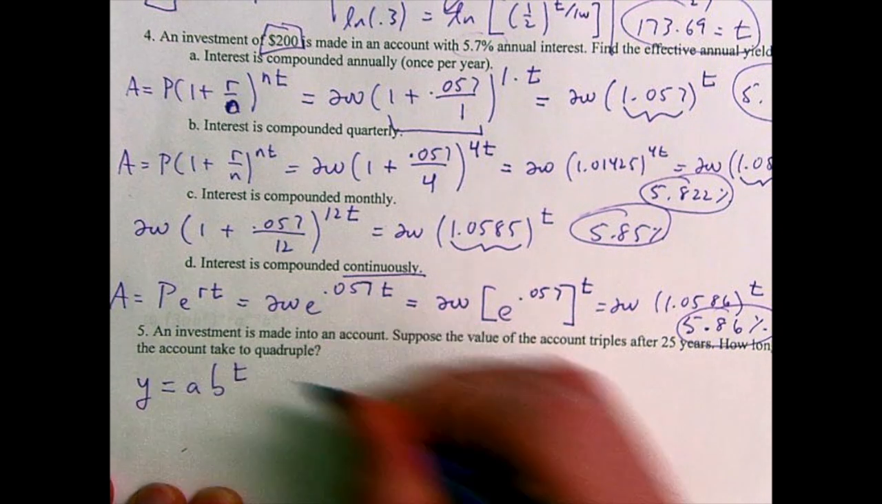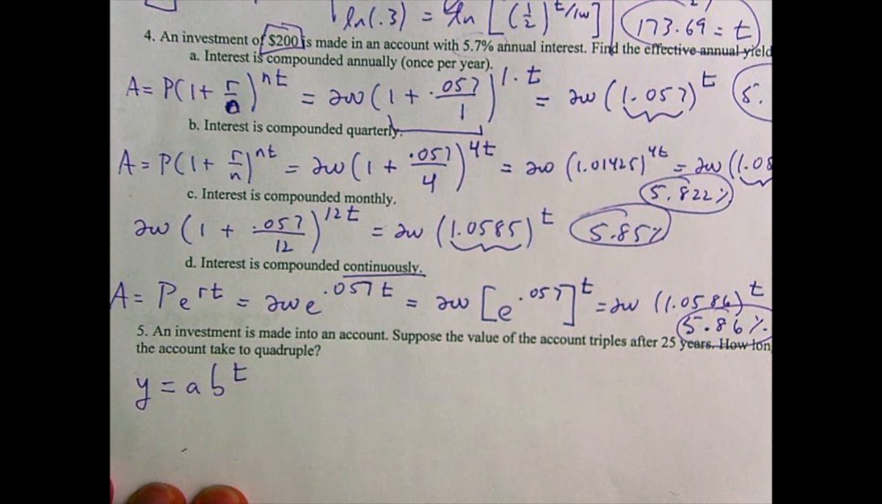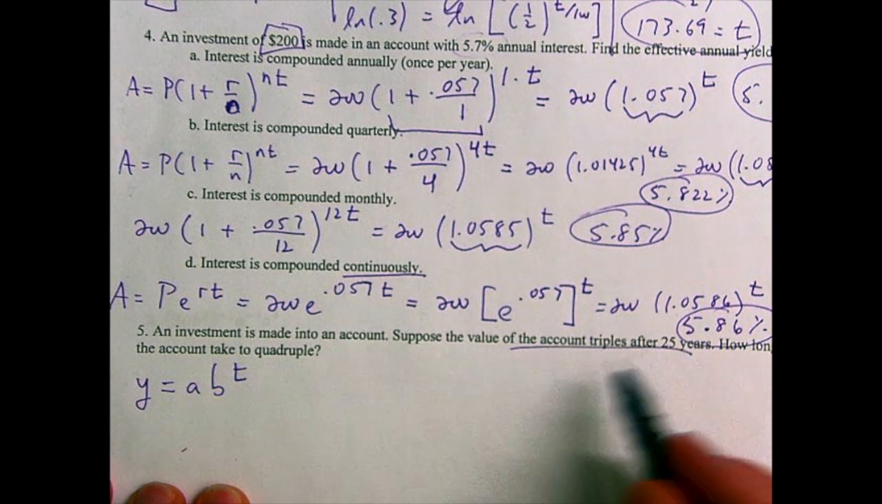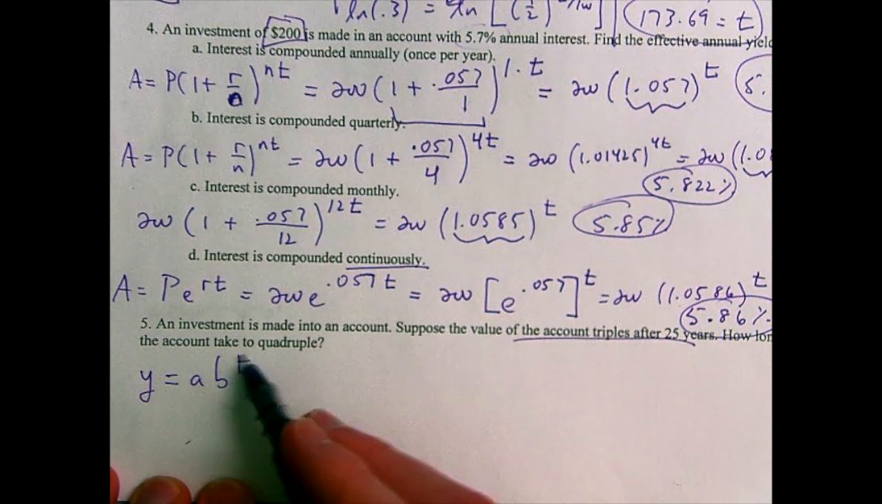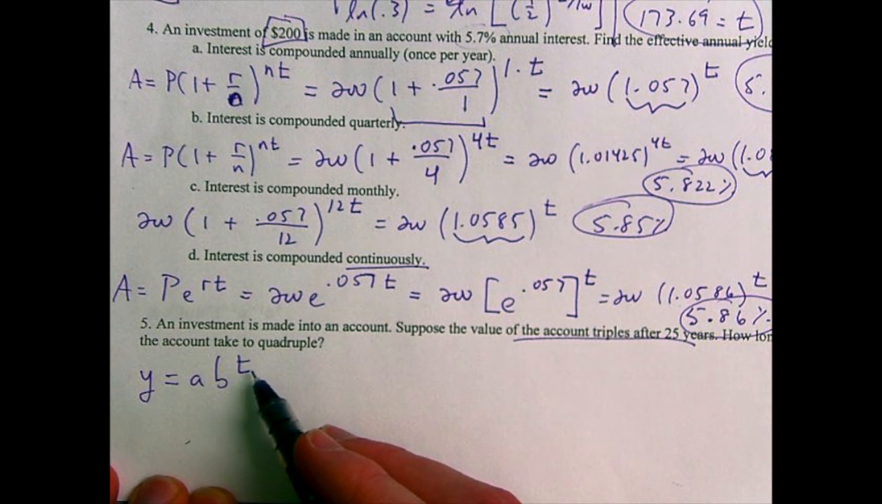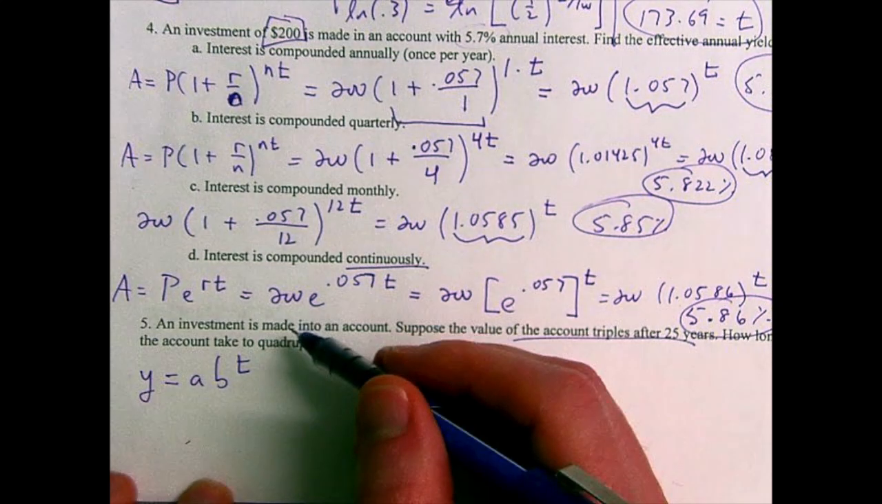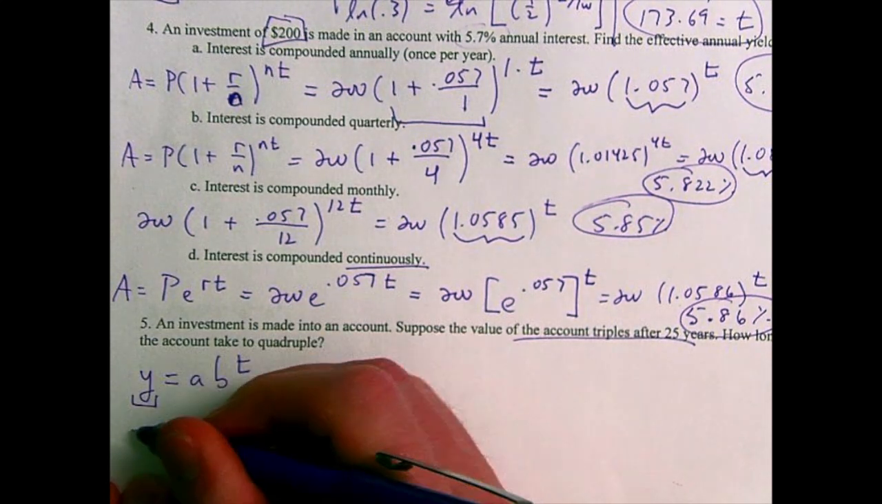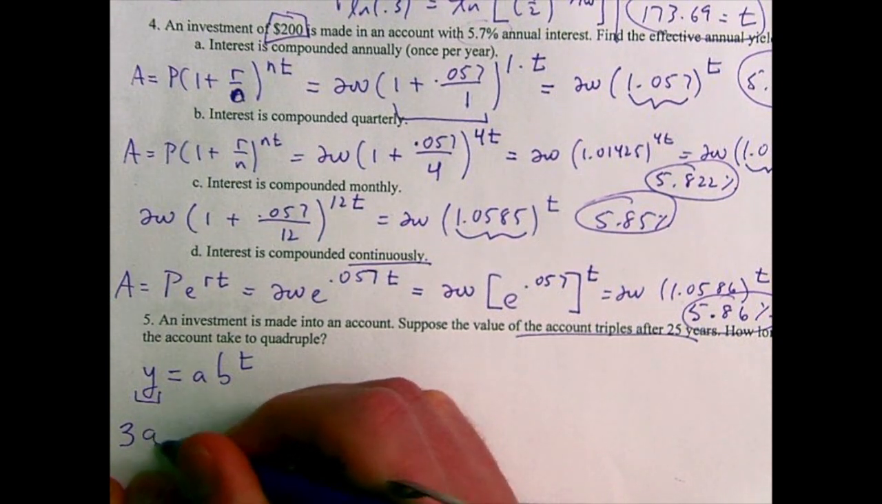Y is equal to a b to the t. We don't know the initial amount, a, doesn't matter. What we do know is that after 25 years, the value of the account triples. So that means that when t is 25, the current amount, or the new amount, will be 3 times the original amount. So 25 years later, y, which is the current amount, will be 3 times the original amount, which is a, right?